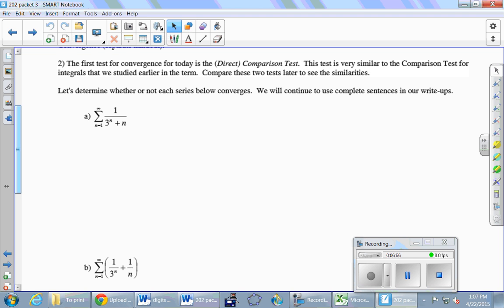Okay, so we're going to determine convergence or divergence and write complete sentences as usual. So here's our first one, sum of 1 over 3 to the n plus n. You could write out a few terms if you wanted to get a handle on what was going on here, and you'd see it's definitely not a geometric series. Is it a p-series? 1 over n to a power? Not a p-series. Can we integrate that thing? I can't integrate that thing. Maybe you can, I don't know.